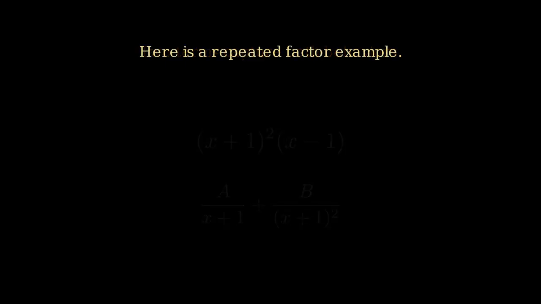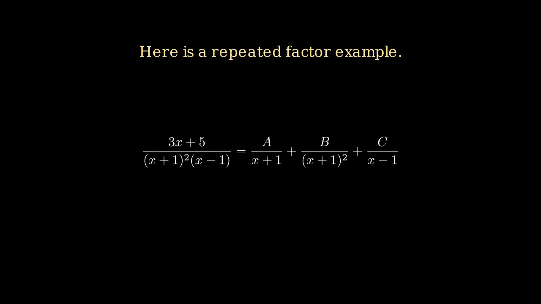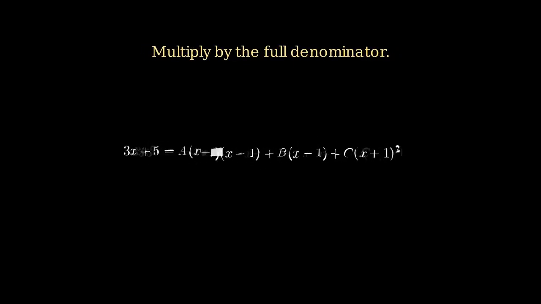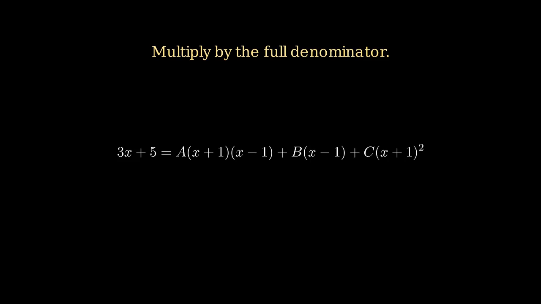Take (3x + 5) over the quantity (x + 1) squared times (x - 1). This splits into a over (x + 1) plus b over (x + 1) squared plus c over (x - 1). Multiplying every term by the full denominator gives 3x + 5 equals a times (x + 1)(x - 1) plus b times (x - 1) plus c times (x + 1) squared.